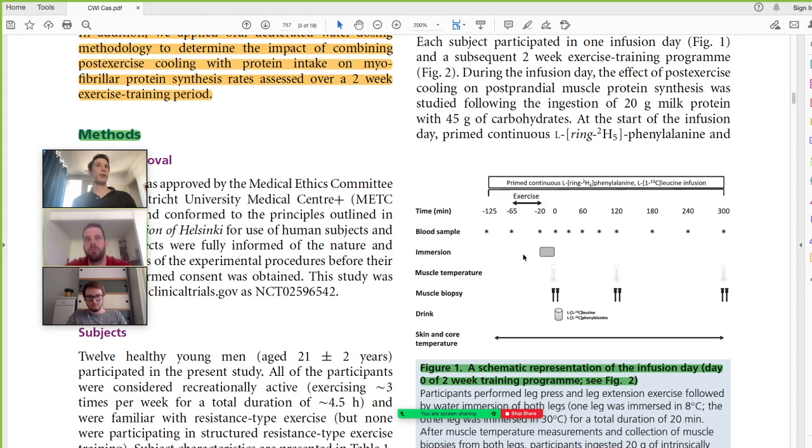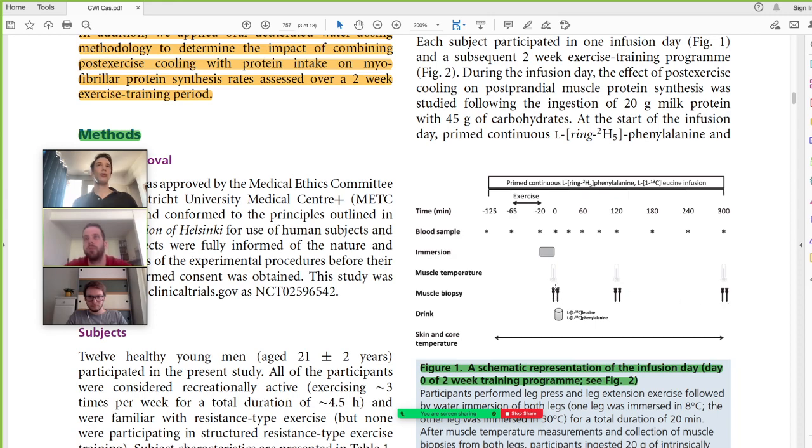Well, the basic concept is very simple. Subjects did exercise. After that, they did cold water immersion, and they got a protein drink afterwards. And then muscle biopsies were collected immediately after the cold water immersion, after 2 hours, and after 5 hours, to measure what was going on with muscle protein synthesis.